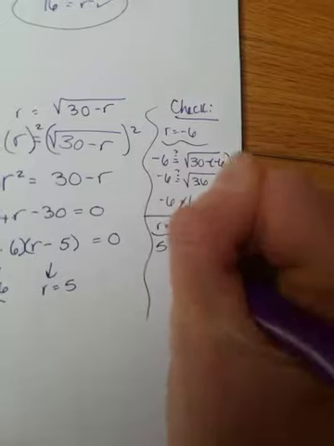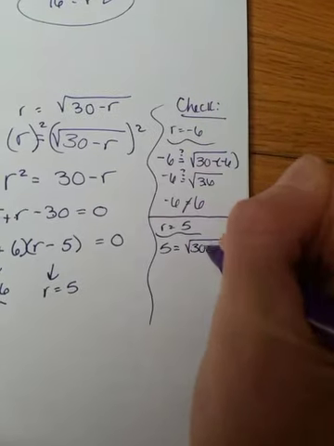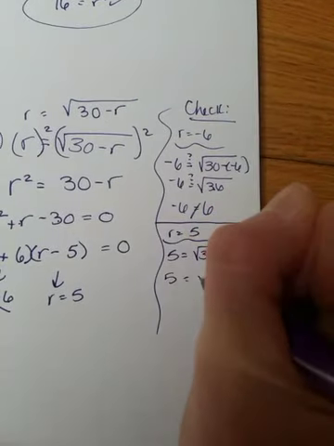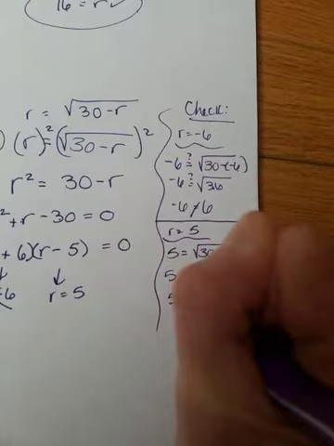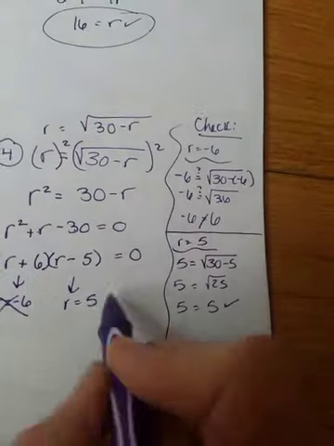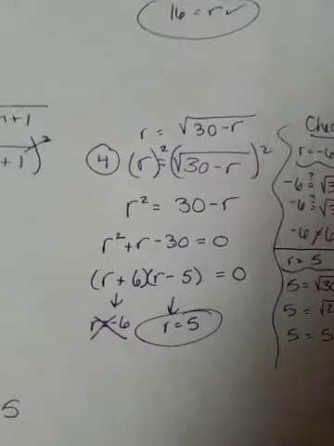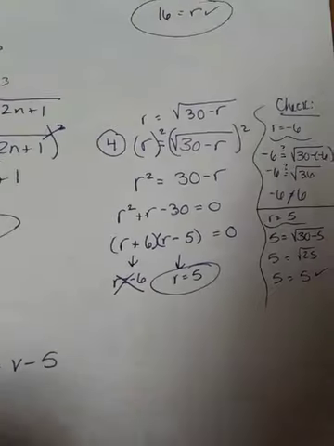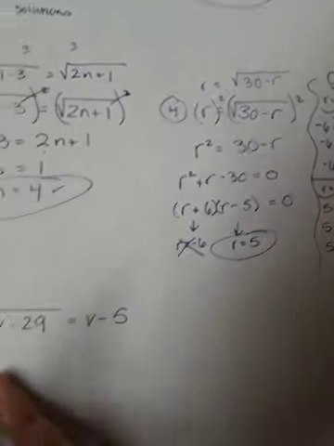Now let's check r equals 5. I get 5 equals the square root of 30 minus 5. 30 minus 5 is 25, and root 25 is 5. That's true. So r equals 5 is your only solution for this one. Sometimes you will get 2, 1, or none.